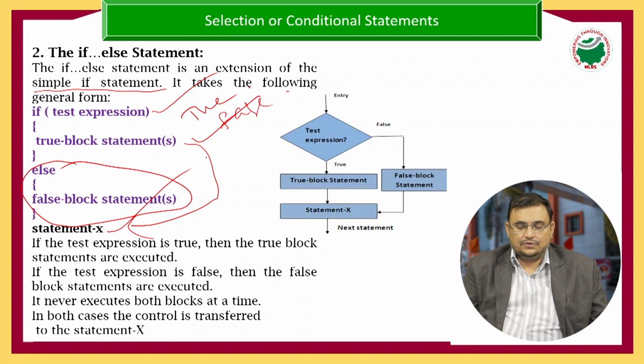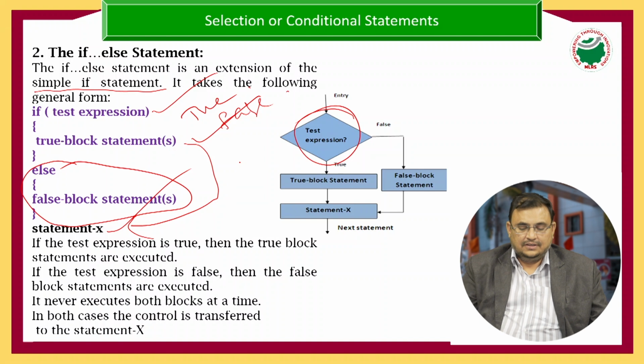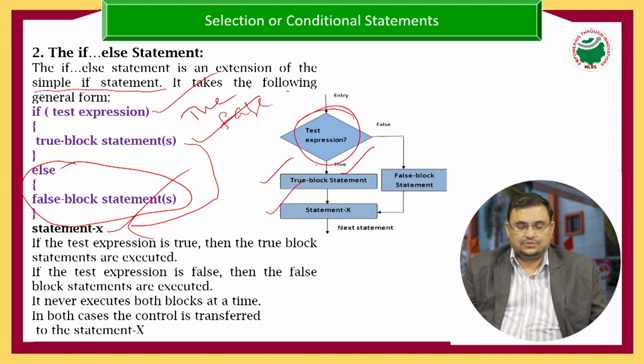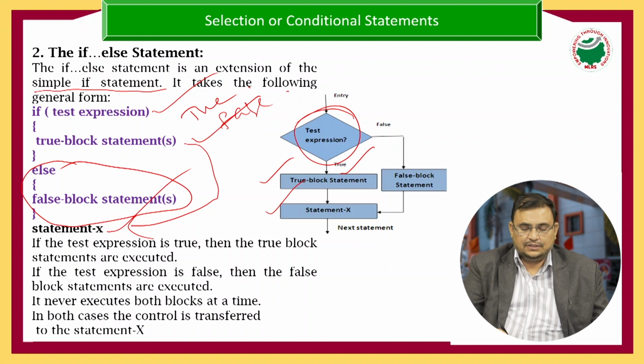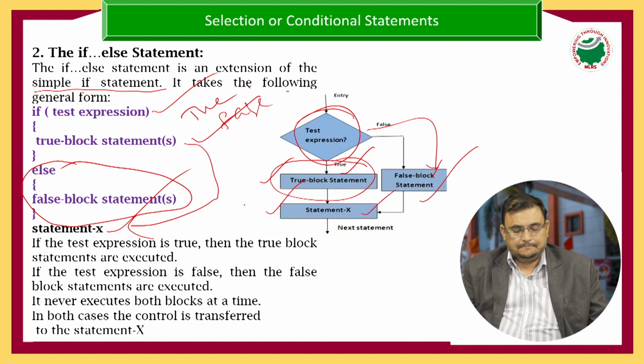So if you go for a flow chart, you check this test expression. If it is true, it executes the true block statements, then control goes to statement X. If it is false, it executes the false block statements, then control goes to statement X. The true block is skipped. So this is all about the if else statement.